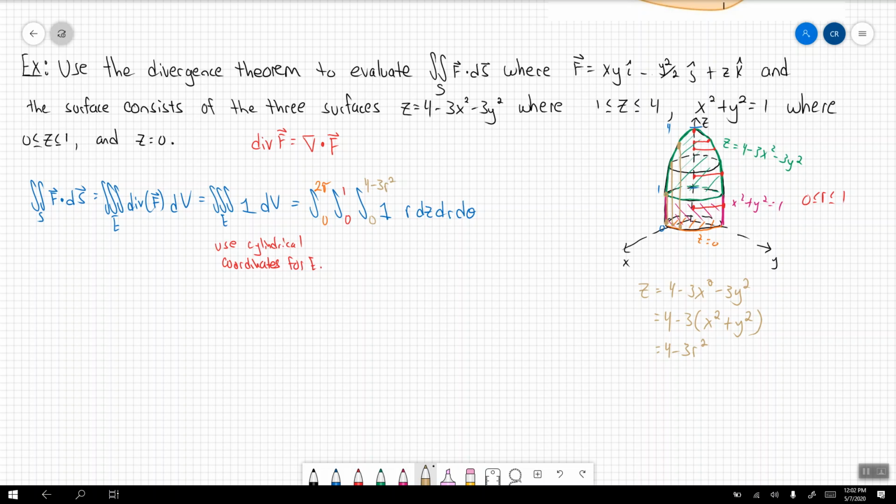And all we have to do is now integrate this particular item. This is really nice, right? Because at this point in time, all we're integrating is a constant here, and all we then have to do is integrate dz, dr, d theta, and we'll get our value.